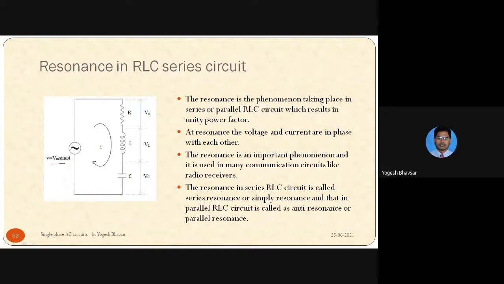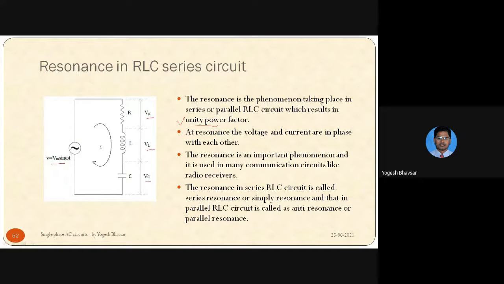As we know, the voltage across resistor is VR, voltage across inductor is VL, and across capacitor is VC. Now, what is resonance? Resonance is the phenomenon taking place in a series or parallel RLC circuit, which results in unity power factor.